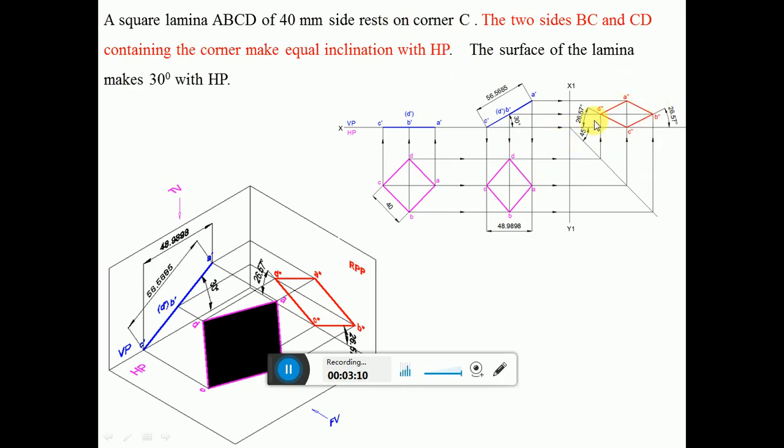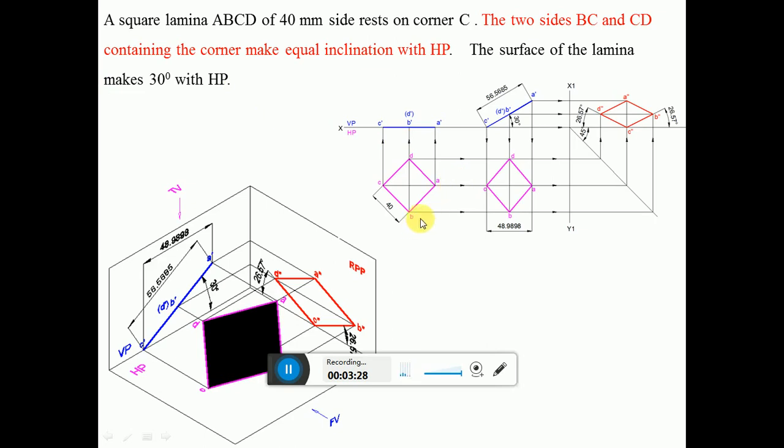But of course this is not required to show in the orthographic projection. The final solution need not show it. This explanation is given only to show what it means that the two sides BC and CD containing the corner make equal inclination with HP, since the surface of the lamina makes 30 degrees with HP.